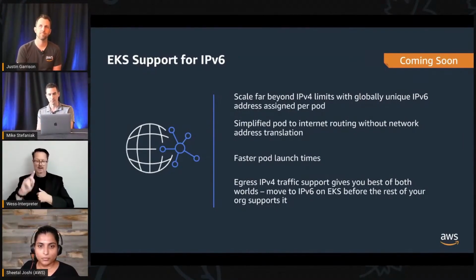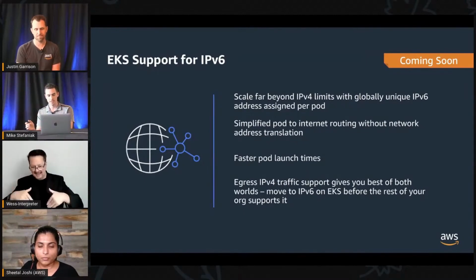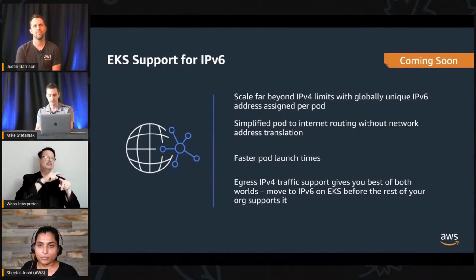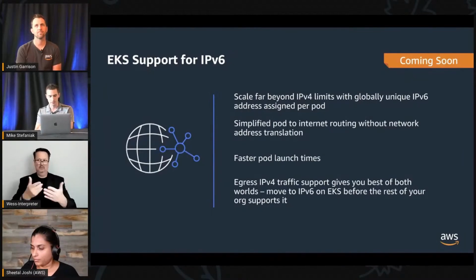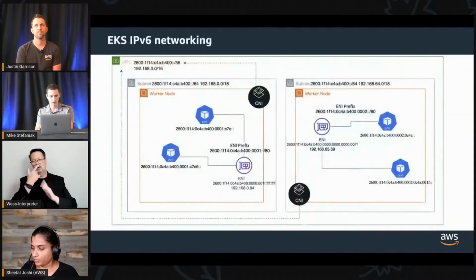But if your pod needs to talk to something outside of the cluster, whether that's some public website that doesn't support v6 yet or some AWS service that doesn't support v6, the nodes are still dual stack, and the traffic will be routed through the node. So you really get the best of both worlds. You can adopt IPv6 in EKS without needing to have the rest of your dependent services support IPv6 already. And so this is coming soon. We're in the final stages of testing and rolling this out, and we'll show you how it works in the demo. Just a couple more slides here.